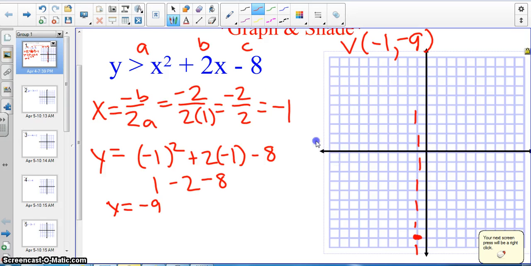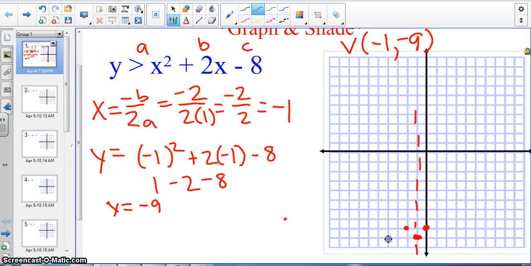Now, up in the original equation, negative 8, that is our y-intercept. That's where our parabola crosses the y-axis. So I'm going to go to negative 8 on my y-axis, plot a point, then plot my reflection point. I am 1 unit away on the right side, so I have to go 1 unit to the left side.